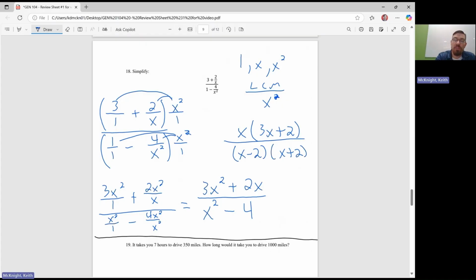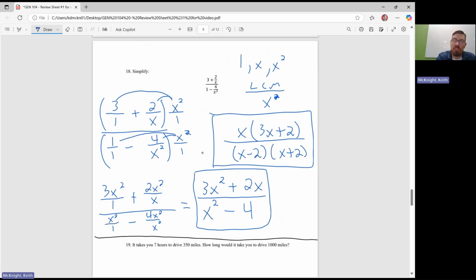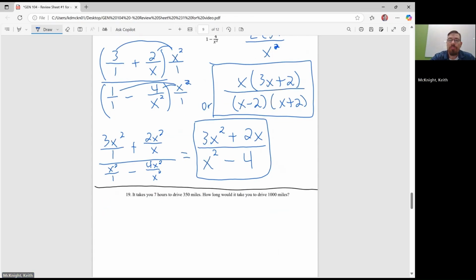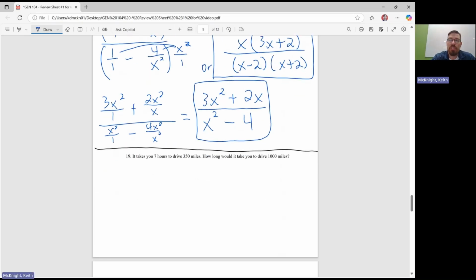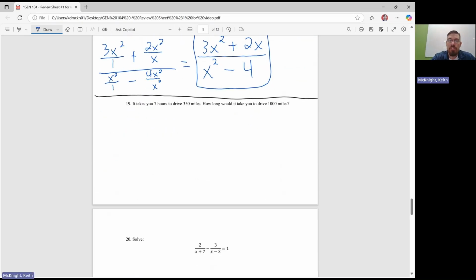So we can either say that this is our final answer, or this one could also be listed as our final answer. So it's an or case here. Either one of these would be fine. It just depends on what the test would say at that point. But you always should check just in case something does cancel.